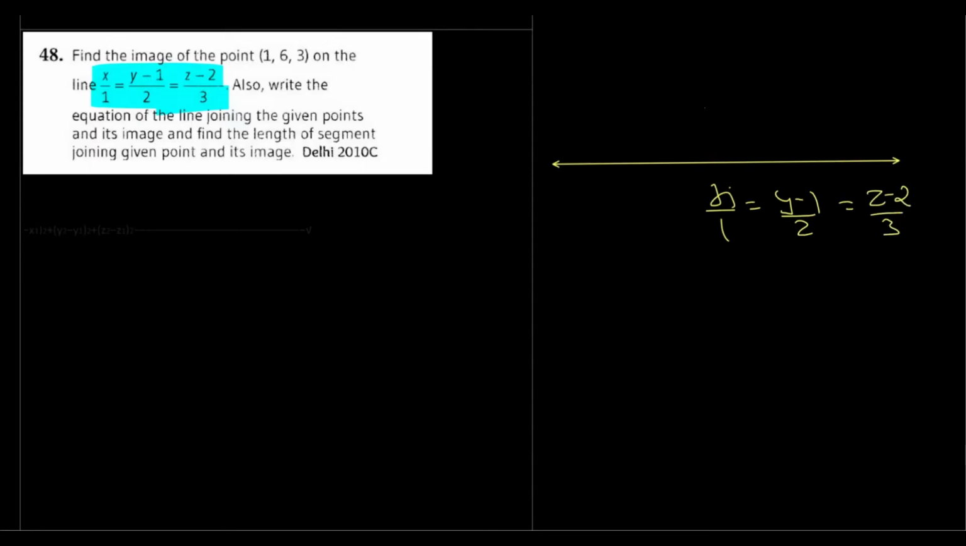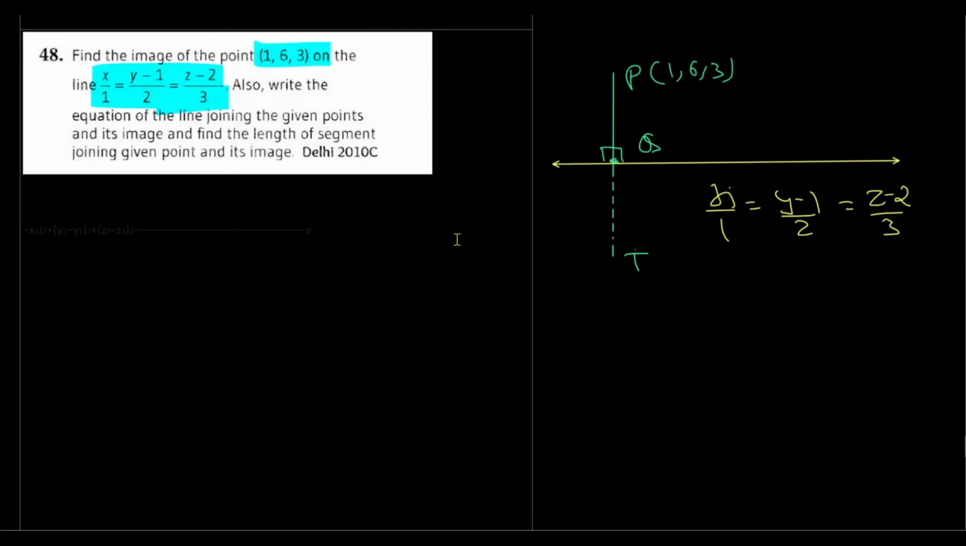Next, what I'm going to do is take a point and draw its image also. Let's say P is the point whose coordinates are mentioned over here, that is (1, 6, 3). Let Q be the foot of the perpendicular, and I'll take T as the image of this point.